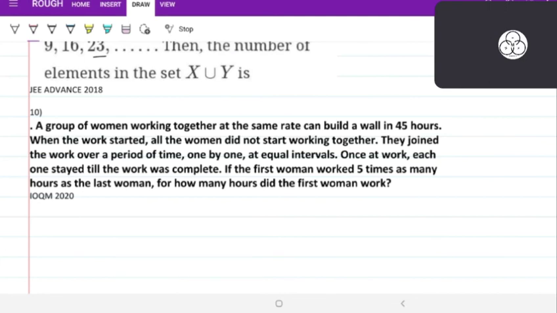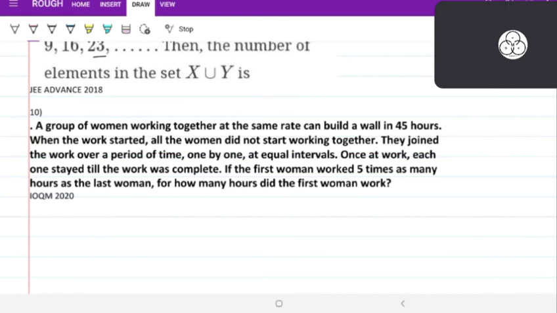A group of women working together at the same rate can build a wall in 45 hours. When the work started, all women didn't start working together. They joined the work over a period of time, one by one, at equal intervals. Once at work, each one stayed till the work was completed. If the first woman worked for 5 times as many hours as the last woman, for how many hours did the first woman work?